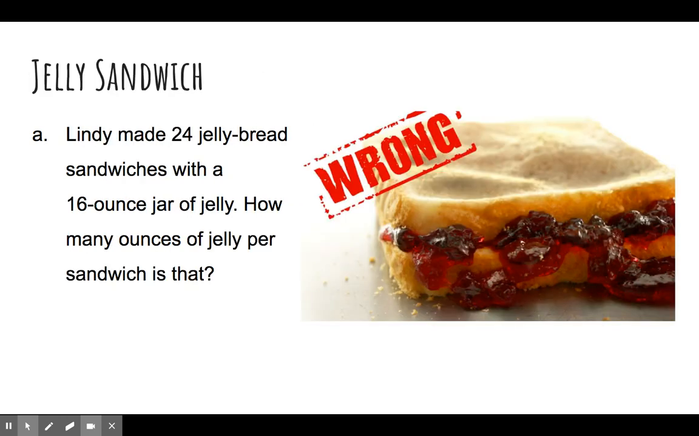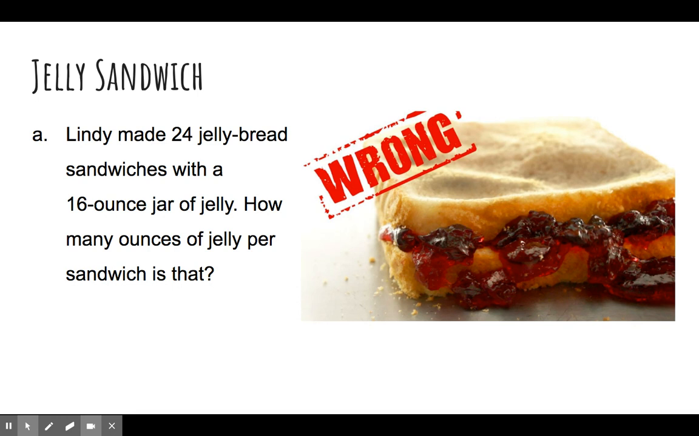The next slide, jelly sandwich. Lindy made 24 jelly bread sandwiches with a 16-ounce jar of jelly. How many ounces of jelly per sandwich is that? So again, we'll have to set up the rest of our double number line. Put your 4 notches, the word per. And now, jelly and sandwich are not necessarily our labels for this. We're trying to find ounces and then sandwiches. So those are going to be our 2 labels.